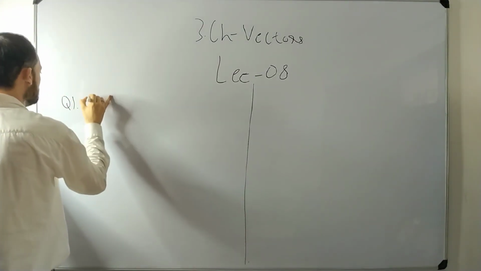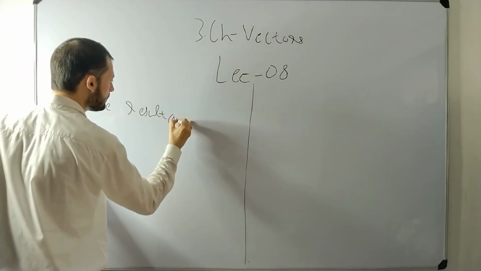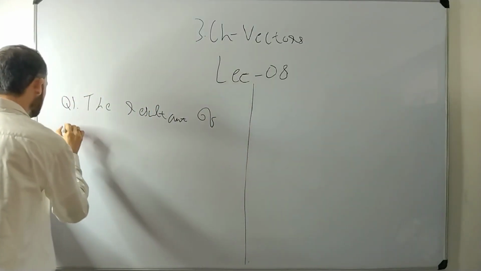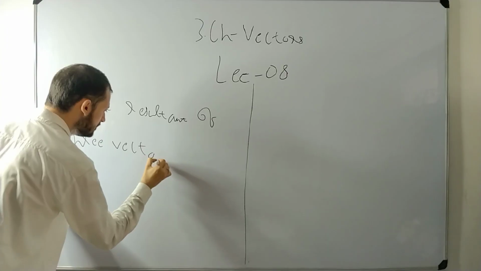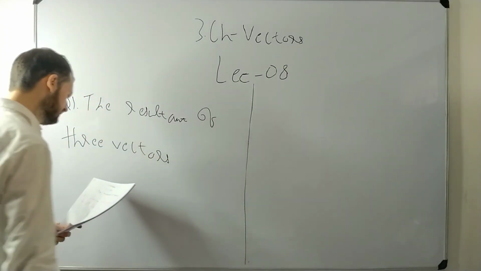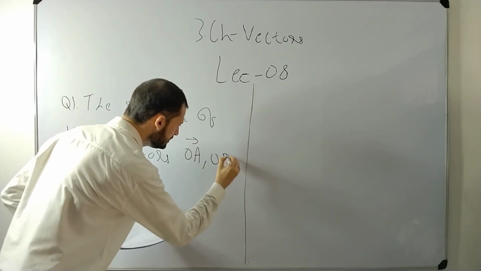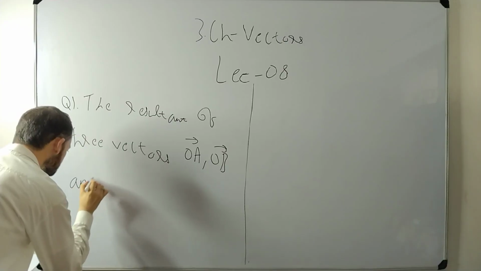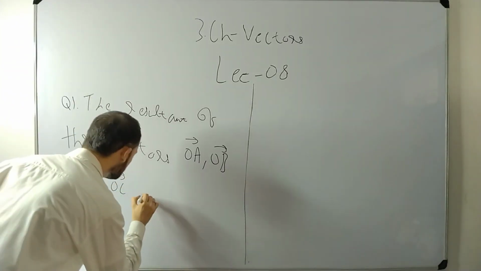Question: the resultant of three vectors. What are the vectors, students? OA, OB and OC. Right, students? Shown in the figure.